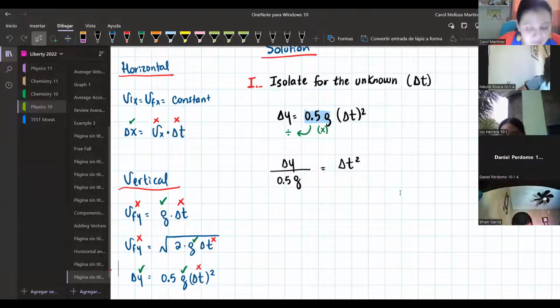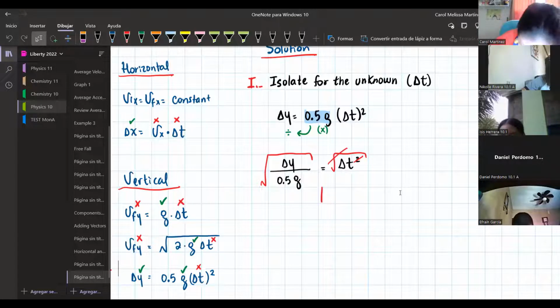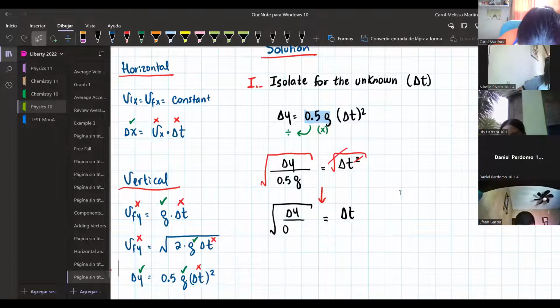To get rid of the square, I apply square root to both sides of the equation. So this square root is going to cancel out with the power of 2 at the time. So from this, we get this isolation: delta t is equal to the square root of delta y divided by 0.5 gravity. Okay?